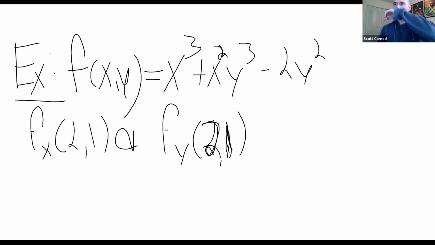Okay. So we're going to calculate the partial with respect to x and the partial with respect to y at 2, 1. And I guess I forgot to mention, for the partial with respect to y, we do the opposite. Now, for the partial with respect to y, we treat x as a constant, differentiate as we usually would for a function of y.